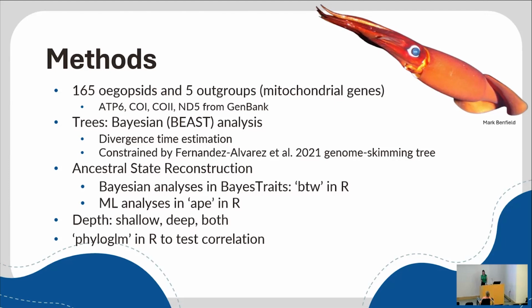I built my trees using Bayesian analyses in BEAST. In addition, I also used a divergence time estimation, but I didn't really do much with that in this talk. And then I constrained this tree by Fernandez Alvarez et al. 2022. They had a genome skimming tree for most of the families of Egopsida. And because we only have these single mitochondrial genes, I wanted a tree with more data to constrain that topology and get rid of some of the mismatching that comes when using single genes.